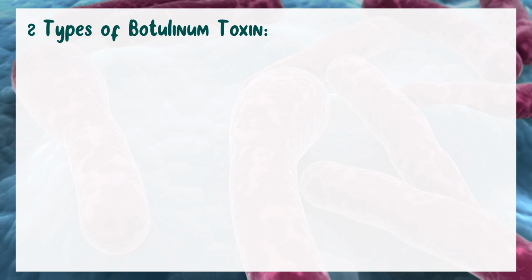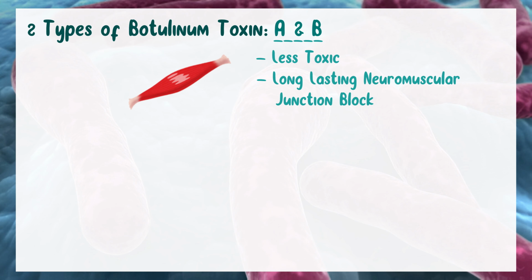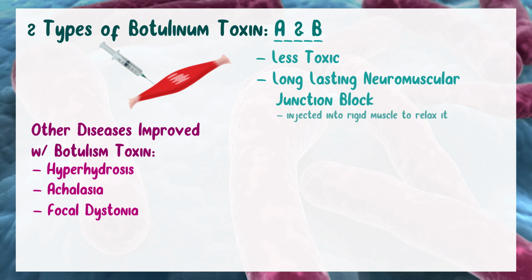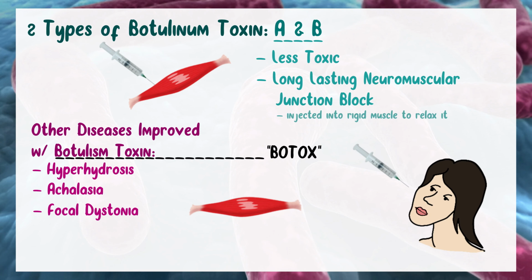Finally, two types of botulinum toxin, A and B, are less toxic and can reliably cause a long-lasting neuromuscular junction block. As a result, they are sometimes diluted and injected into rigid muscles to relax them. Botulinum toxin is also used to treat other conditions, such as hyperhidrosis, excessive sweating, achalasia, and focal dystonia, which is characterized by involuntary spasticity in a muscle group. Additionally, botulinum toxin is popularly used as Botox in aesthetic surgery to smooth out wrinkles for a few months.